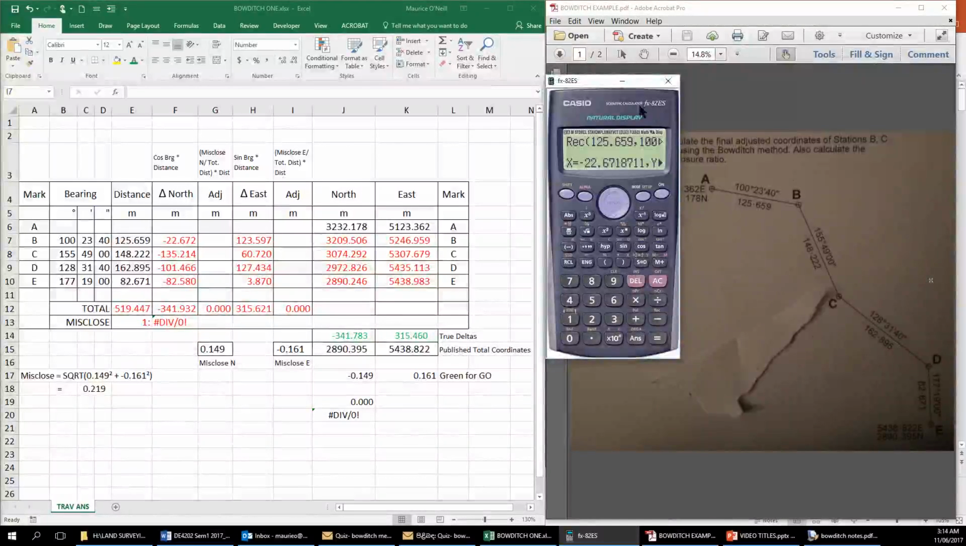So we're in degrees. That's all good. If we look up here, you can see DRG there, but I can't see where the D's highlighted. It's a little bit small. All right, so now the easiest basic way is to take the cosine of the bearing and multiply it by the distance, like this here. So we go cosine 100 degrees, 23 minutes, 40 seconds, and we close the brackets, and then we multiply by the distance.